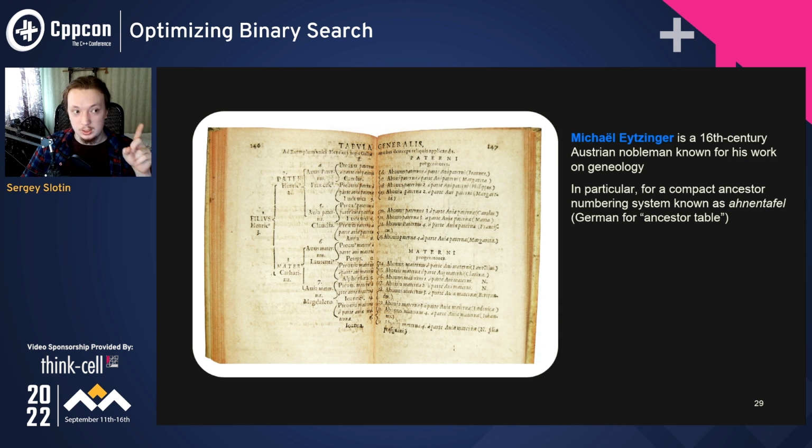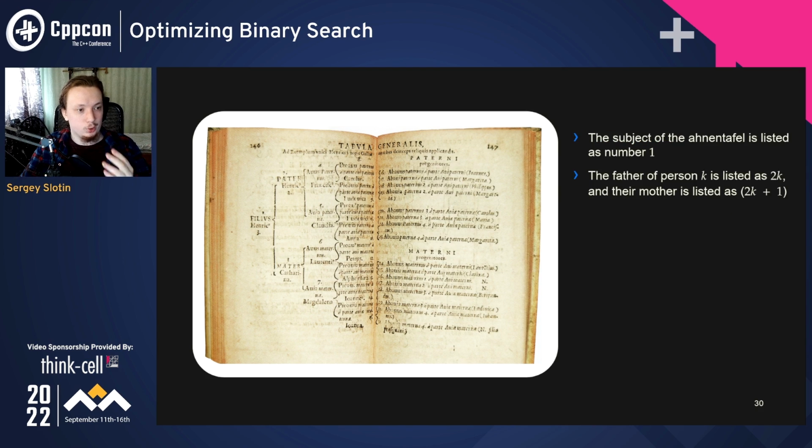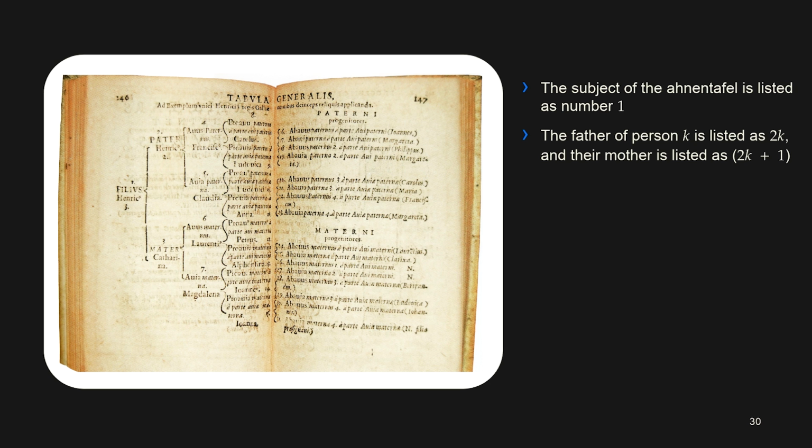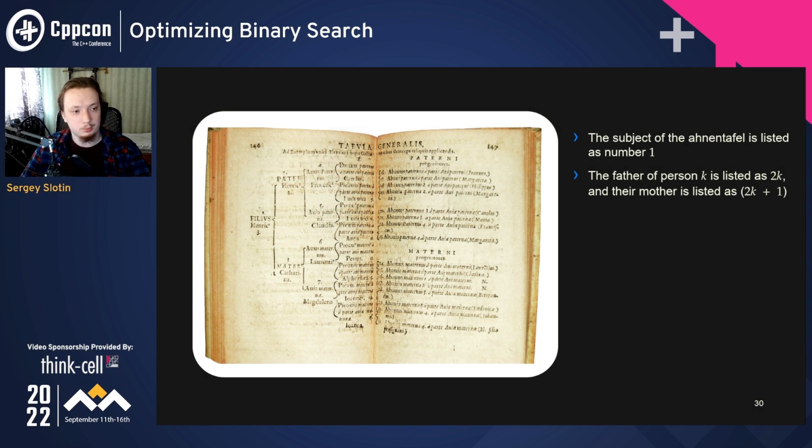So in 16th century Austria, there was a nobleman named Michael Eytzinger. He is known for his work on genealogy, in particular for his ancestor numbering system known as Ahnentafel, which is German for ancestor table. Ahnentafel works this way. The subject of Ahnentafel, in this case Henry III, a 16th century French king, is listed as number 1. And then recursively for each person numbered k, their father is listed as number 2k, and their mother is listed as number 2k plus 1. For example, Henry II, the father of Henry III, is assigned number 2. His mother is assigned number 3. His paternal grandfather, Francis I, is assigned number 5, and so on.